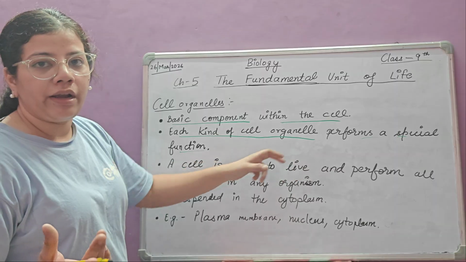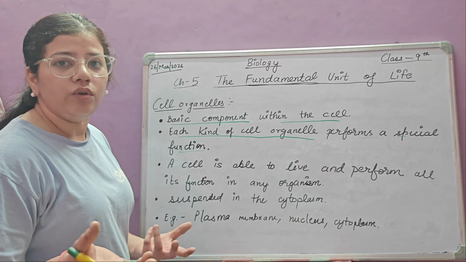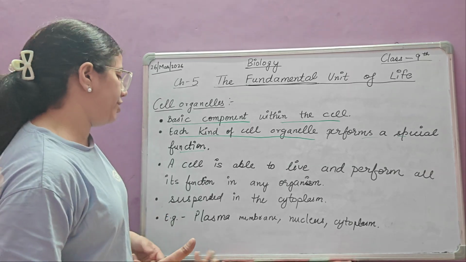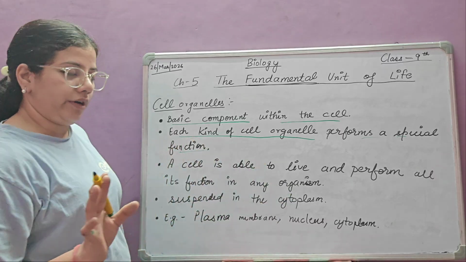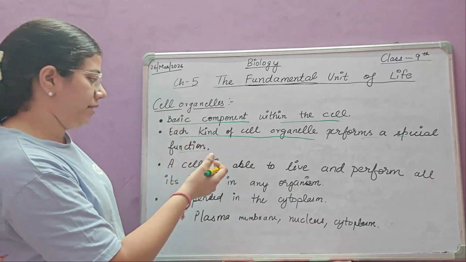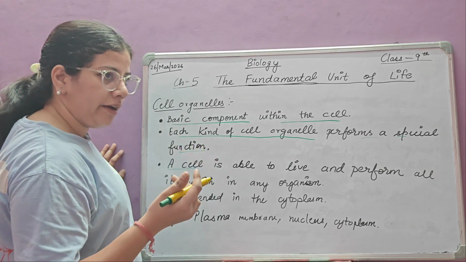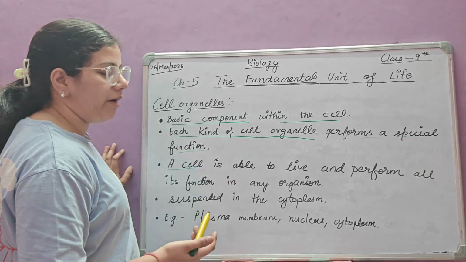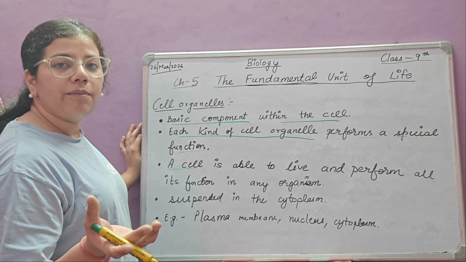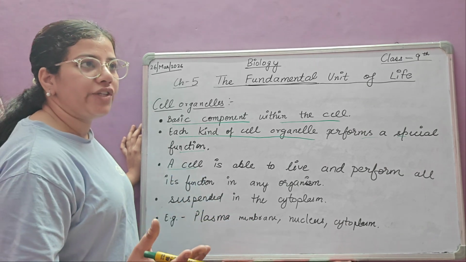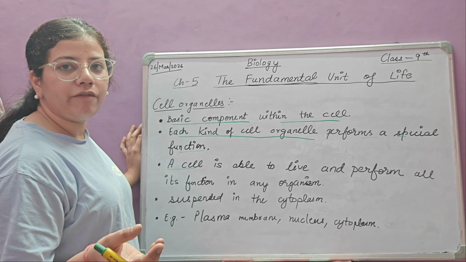Okay, you will study later on that each kind of cell organelle performs a special function. Like mitochondria is the powerhouse of the cell. It is helping the cell to generate ATP, energy. A cell is able to live and perform all its functions in any organism because of the cell organelles. Why are we saying a unicellular organism is able to perform all living processes like respiration, digestion? For example, amoeba can perform any function.